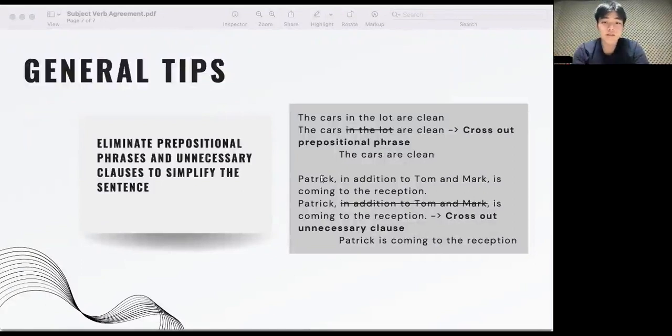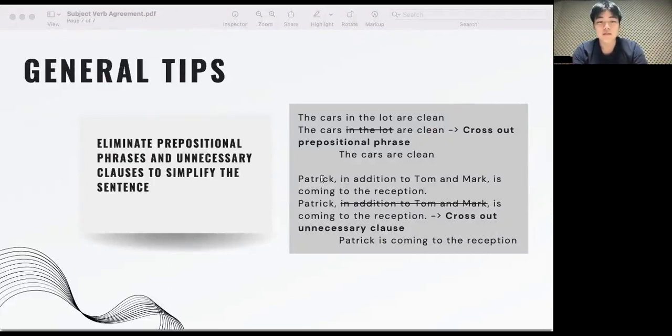The original sentence reads, Patrick, in addition to Tom and Mark, is coming to the reception. And we can identify the unnecessary clause in the sentence by the bookending of commas on either side of the phrase, in addition to Tom and Mark. By taking this phrase out, it leaves us with Patrick is coming to the reception, a much simpler version of the previous sentence.